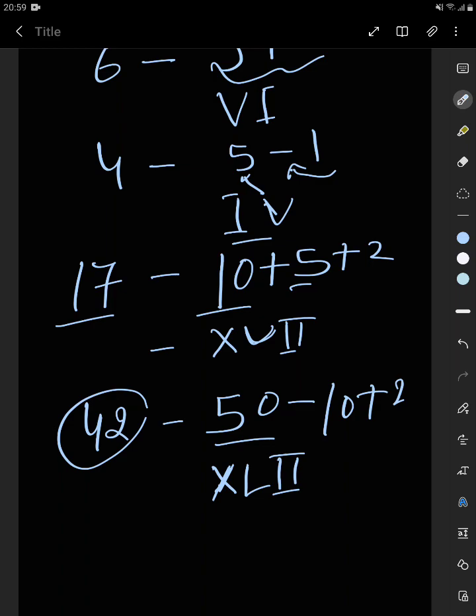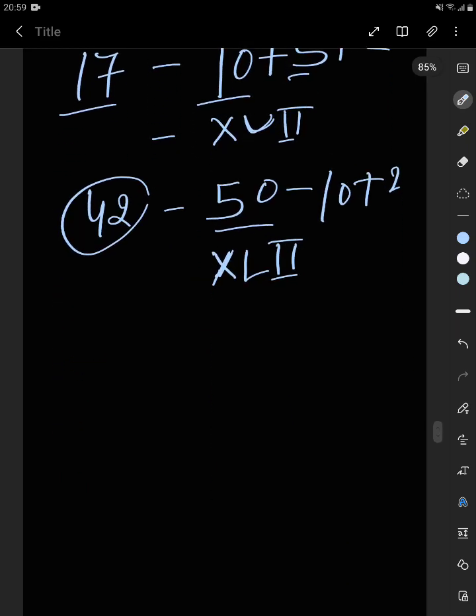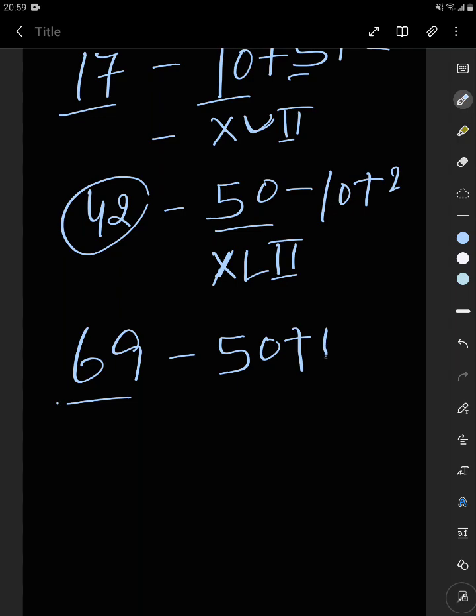Now we'll consider some other numbers that are given in the book also. How to write those numbers? For example, they are writing 69. So 69, how to write this? 69 is closer to 50, so we'll write in similar form: 50, then plus 10 and plus 9. This 50 we write as L, plus 10 so it will be X, and 9 we write as IX.